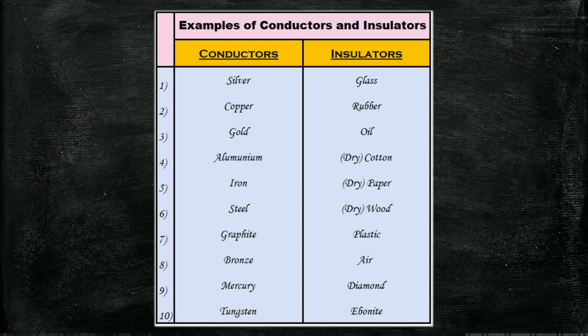Now let's see some examples of conductors and insulators. Conductors: silver, copper, gold, aluminium, iron, steel, graphite, bronze, mercury, tungsten, etc. Insulators: glass, rubber, oil, dry cotton, dry paper, dry wood, plastic, air, diamond, ebonite, etc.